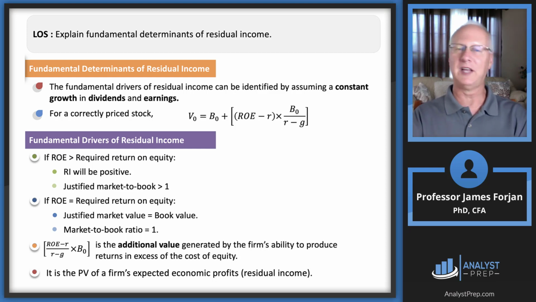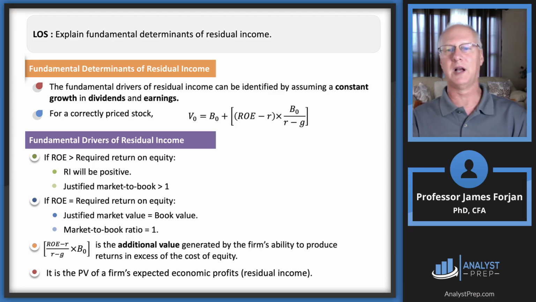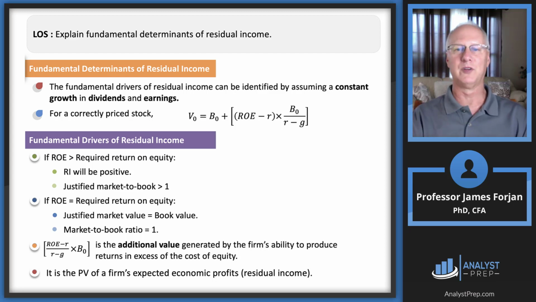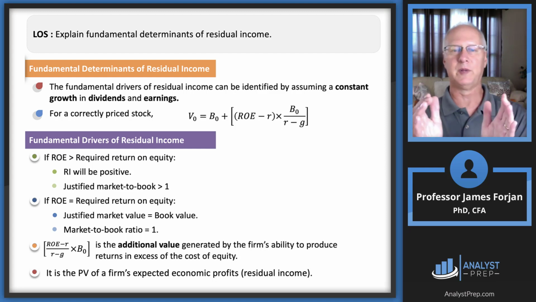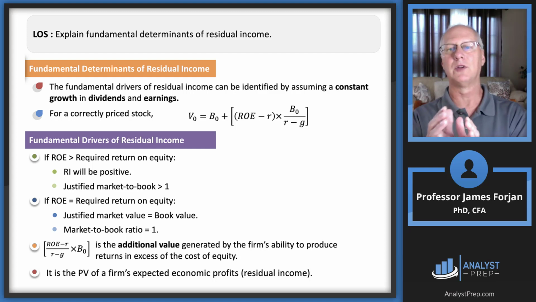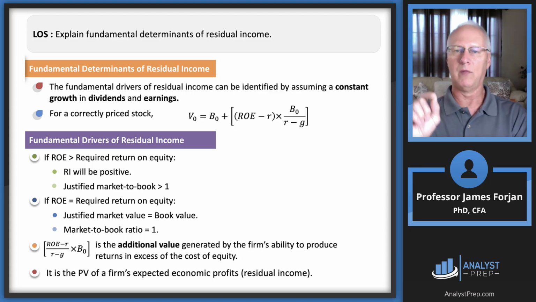All right, so what did I say to you earlier in this slide deck? We're going to make assumptions about growth rates, right? It has to be a constant growth rate. We're going to make assumptions about dividends, and we're going to make assumptions about earnings. And so we can do some of that algebra that's shown to you in the reading, which you don't need to know, but you need to memorize this formula here, where we're taking the difference between return on equity and that required return times, and we've got book value there in the numerator and R minus G.